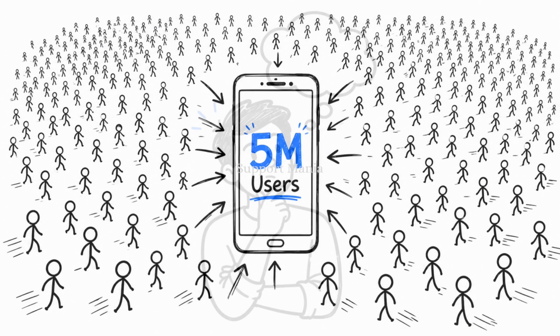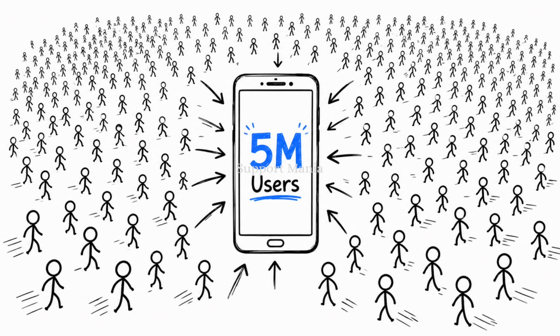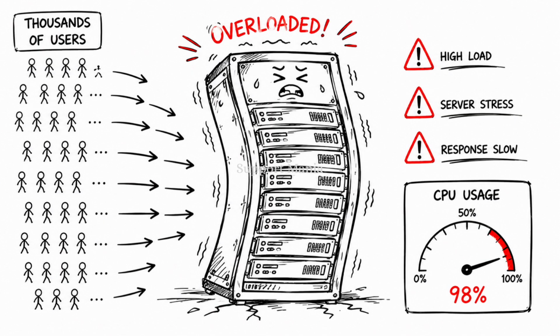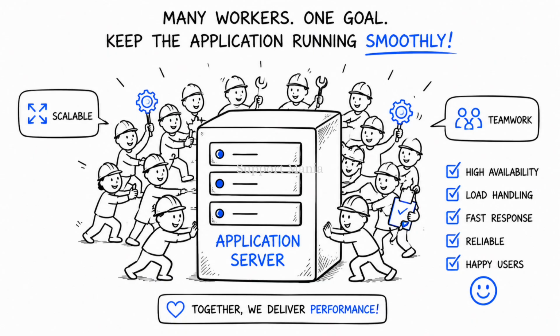Imagine this. Your banking app suddenly gets 5 million users trying to log in at the exact same moment. Would your application survive? Probably not, unless there's an invisible army working behind the scenes. That army is called Kubernetes.